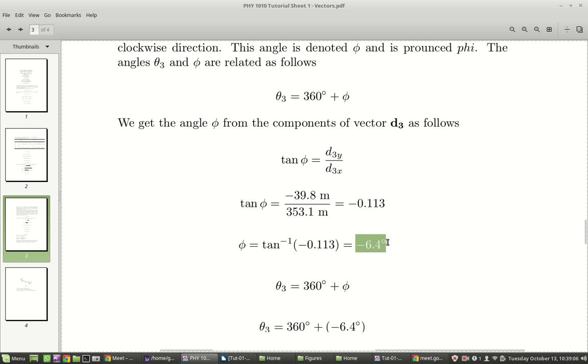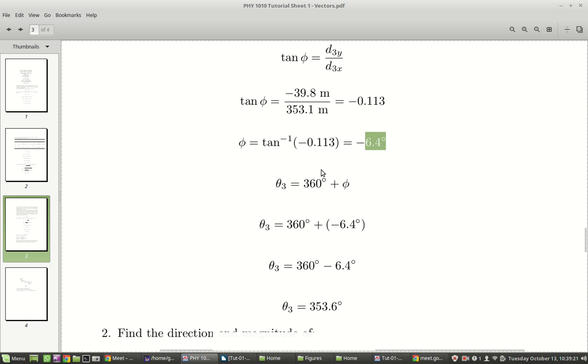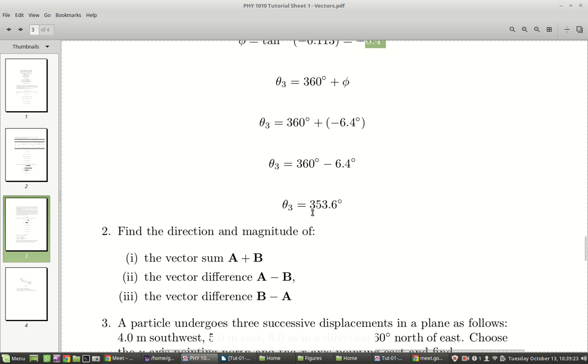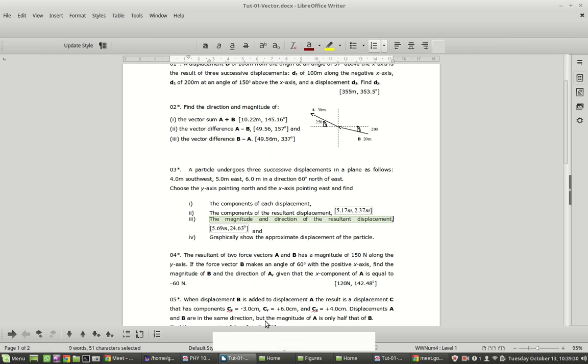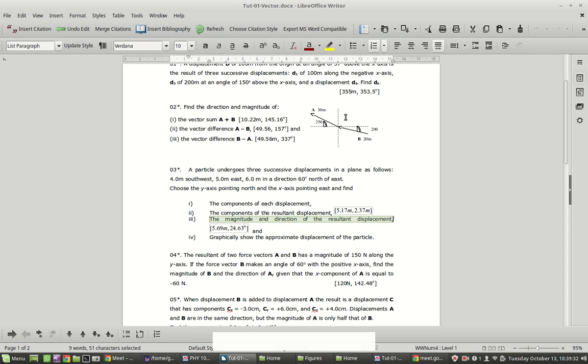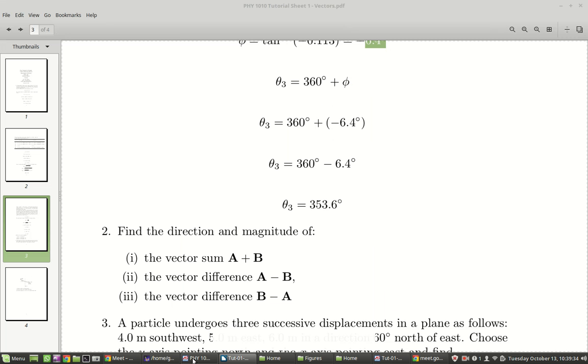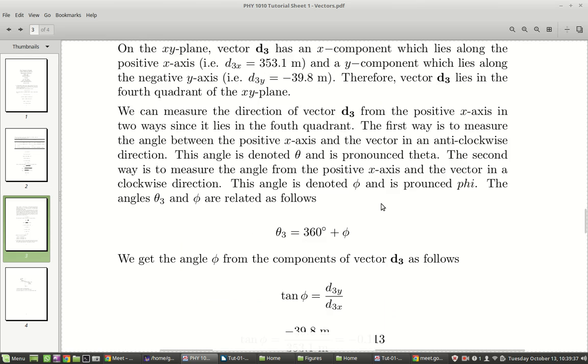This negative angle plus 360 degrees, basically it's saying you do 360 degrees, which is the positive x-axis, then you go back in reverse by 6.4 degrees. When you do 360 degrees, then you go back in reverse, you end up at 353.6 degrees. So that is the angle this vector makes, and basically that's how you proceed to work out this thing.